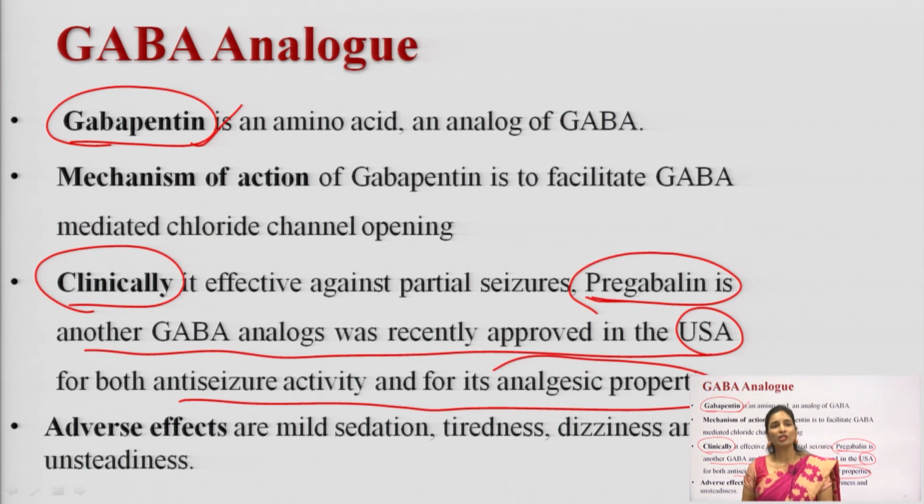So, this is about the GABA analogues. GABA analogues are the drugs which provoke the action of GABA. They are amino acids which are analogues of GABA. When GABA analogues like gabapentin bind to the GABA receptor, which type of receptor? The GABA A receptor. When it binds to the GABA A receptor, the channel will open, and which channel opens? The chloride channel opens, which causes a decrease in excitation of the cell.